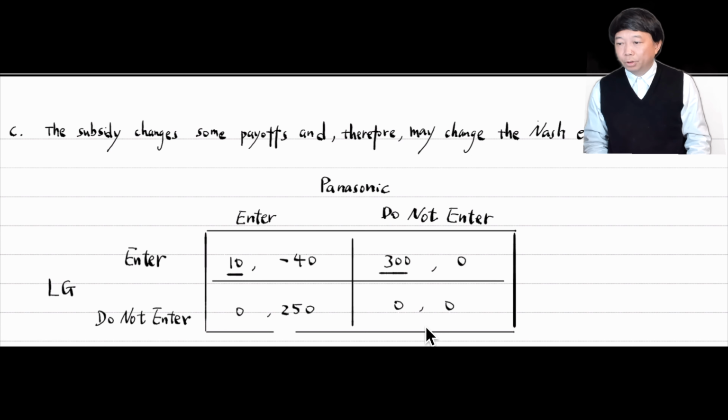Knowing that LG will always choose to enter the market, Panasonic's best response is to stay out of the market. The pure strategy Nash equilibrium is that LG enters the market and Panasonic does not.